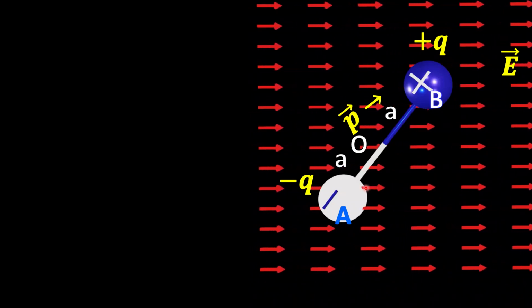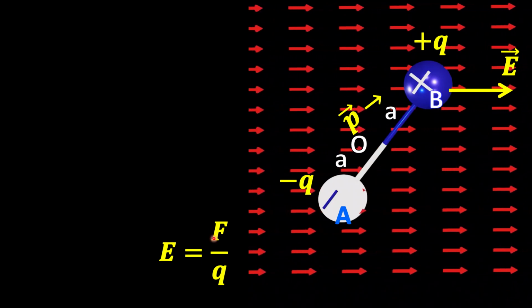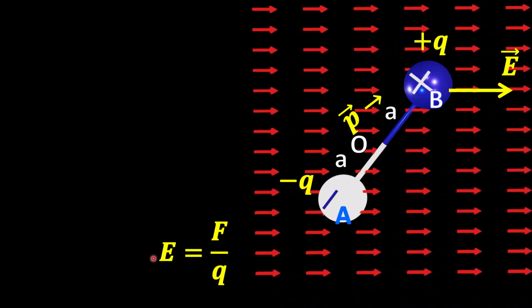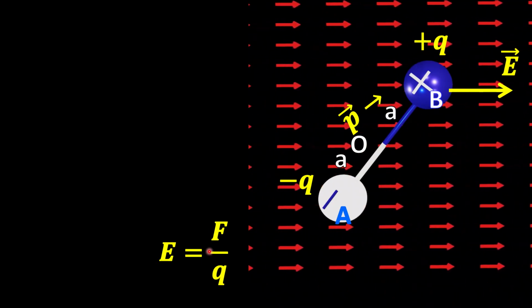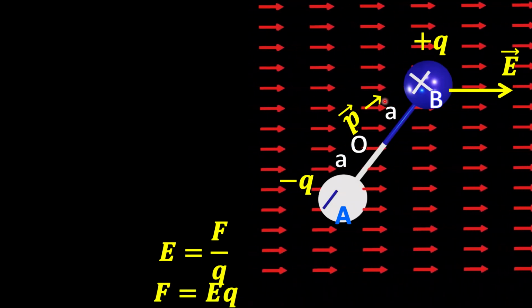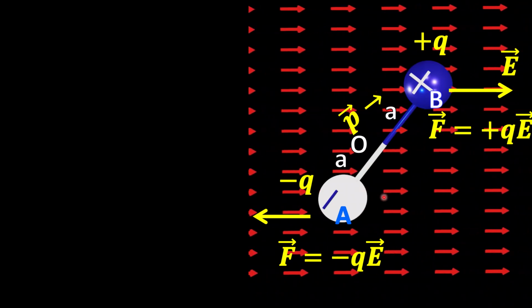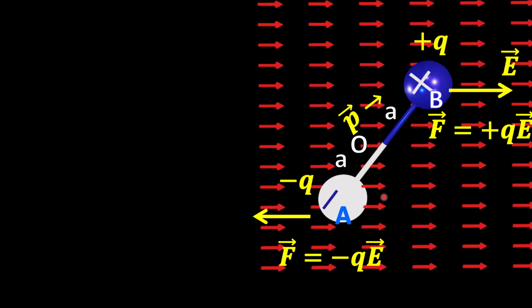Now we see the force due to a positive charge. We know that electric field is nothing but force per charge. So bringing this Q to the left hand side, we get the force value. So force is equal to electric field into Q. For this positive charge, the force is plus Q into E, and for this negative charge, the force is minus Q into E. So the net force is equal to 0, because the magnitudes of force are the same but the directions are opposite.